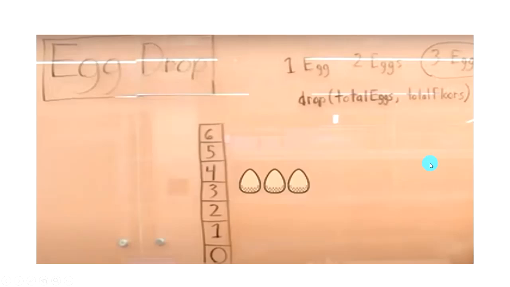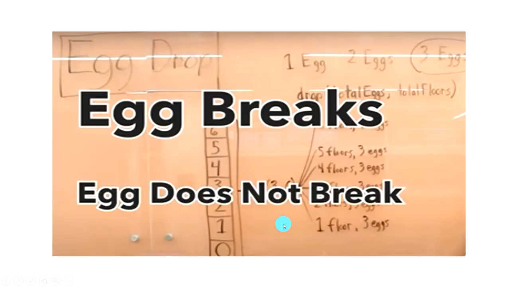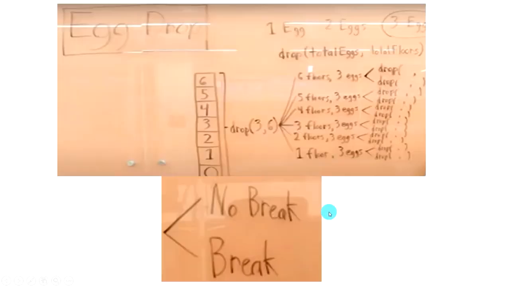So let's see what will happen when there are 3 eggs. Let us first do a simulation for all these floors. That is, we do a simulation for the 6th floor, the 5th floor, the 4th, as well as the 1st floor, and see what happens. When dropping it from all these floors, there are only two things that can happen. Either the egg breaks or it does not break.